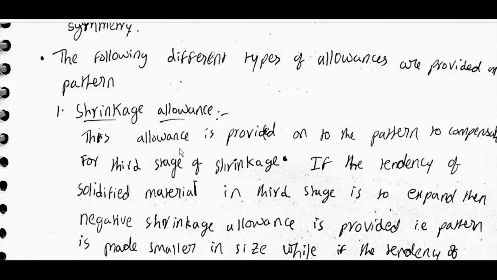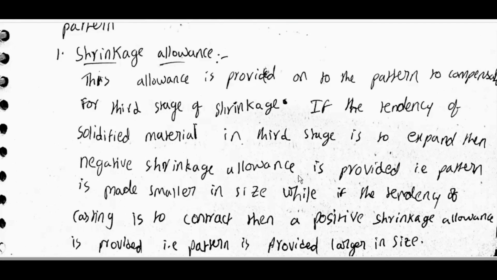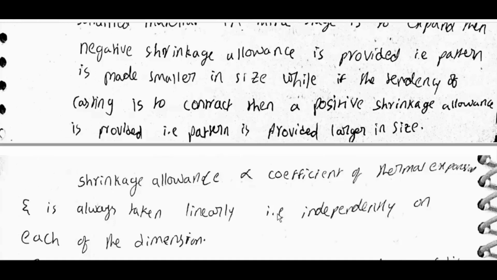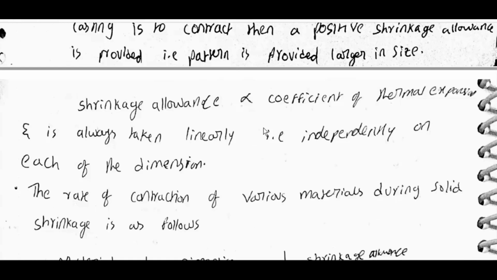Shrinkage allowance: this allowance is provided on the pattern to compensate for the third stage of shrinkage. If the tendency of the solidified material in the third stage is to expand, then a negative shrinkage allowance is provided, that is, the pattern is made smaller in size, while if the tendency of the casting is to contract, then a positive shrinkage allowance is provided, that is, the pattern is made larger in size. Shrinkage allowance is directly proportional to the coefficient of thermal expansion and is always taken linearly, that is, independently on each dimension.